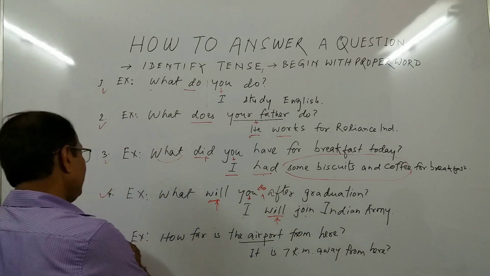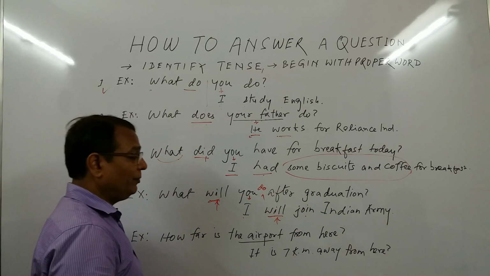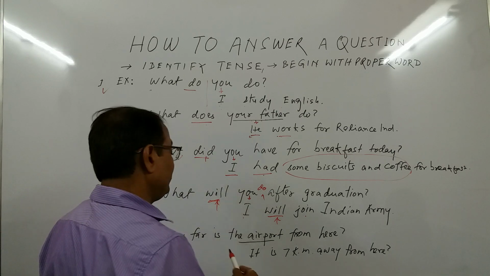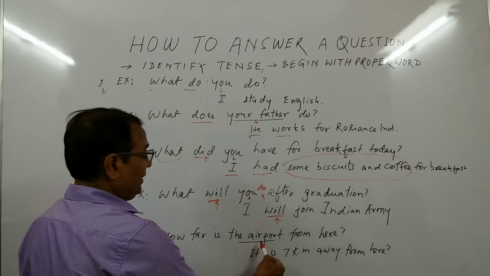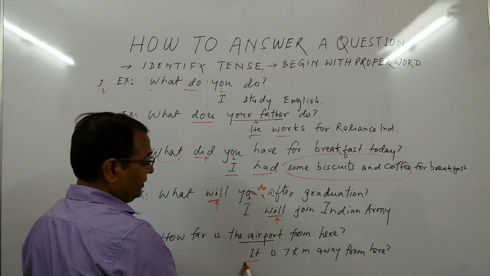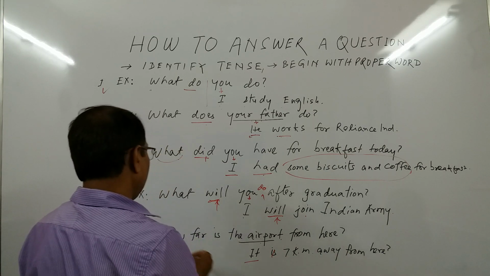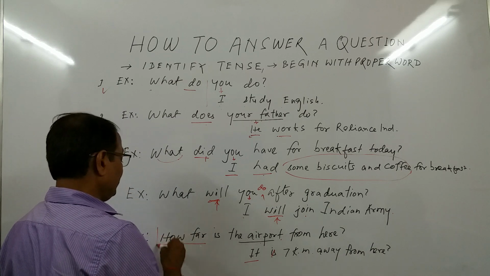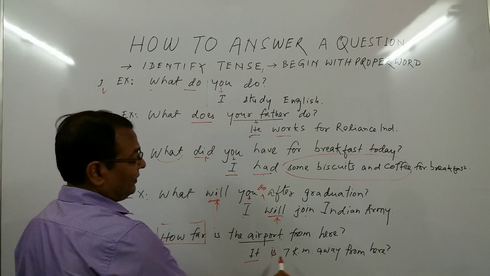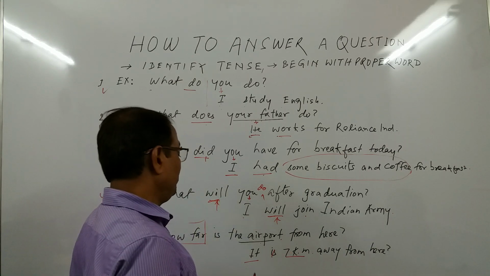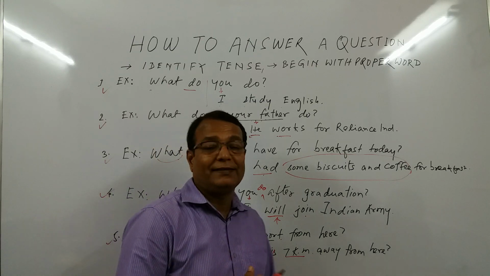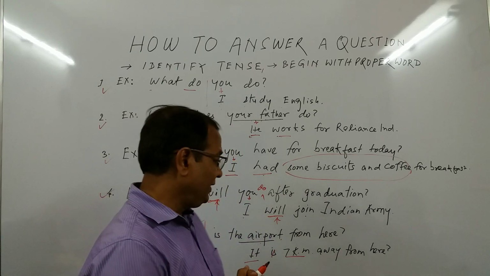The last one is, how far is the airport from here? In place of the airport, you use the word it: it is 7 kilometers away from here. So see, it's a question where people ask you distance, you say kilometers, or sometimes people also use miles instead of kilometers.